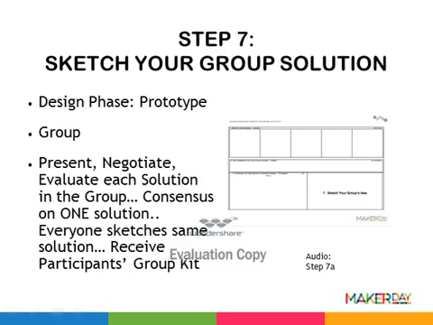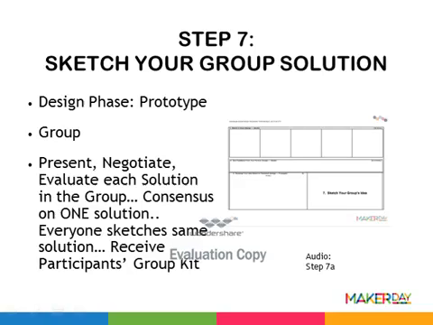Once they've done that, they will put up their hands, and either yourself or one of your helpers will come over, ask them to describe their solution, go through the success criteria and the parameters, and ensure that you can see those parts, and then give them the participant group kit that they're actually going to be able to build their prototype with.